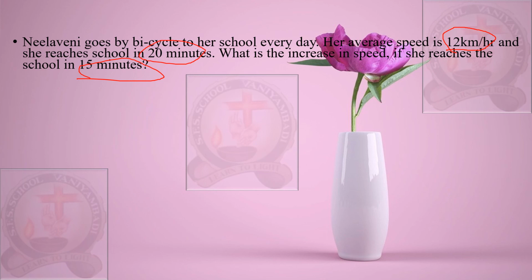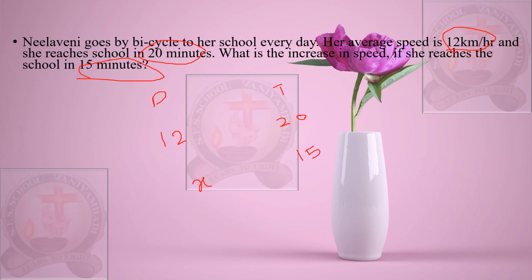Let us understand this question in this way. First, distance and time. She travels 12 kilometers per hour and reaches in 20 minutes. If she reaches in 15 minutes, how much is the speed increased? First let us understand how many kilometers per hour she must travel. Let us assume that as x.